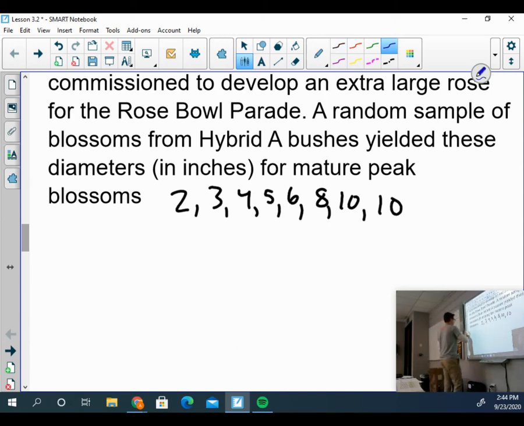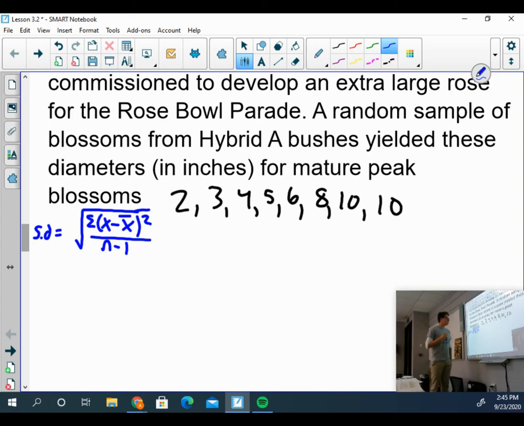Well, first things first, what's our formula? Well, let's write that off to the side. Our standard deviation, remember, is the square root of the sum of x minus x bar squared, divided by n minus 1. Well, in order to do this formula, I got to come up with some pieces of information. Number one, I need all the data values, which we have here.